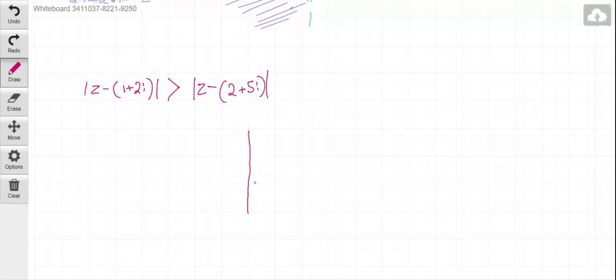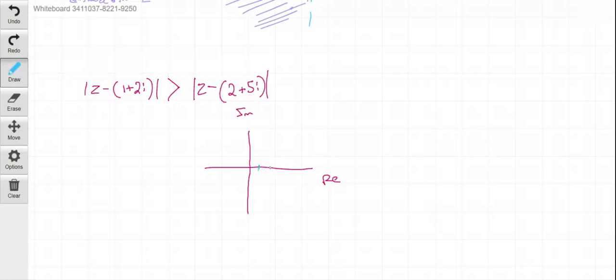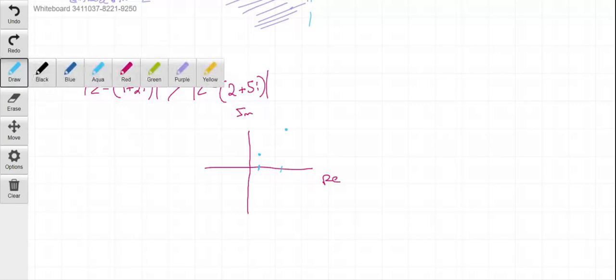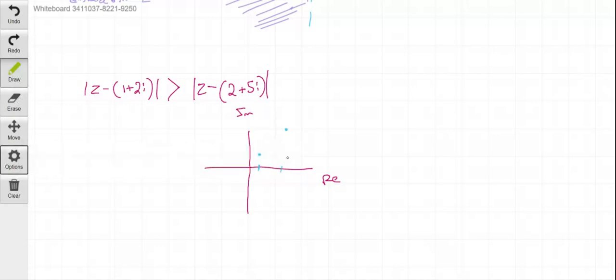So we draw our axis, the imaginary axis, the real axis, and I'm going to do this very quickly, but make sure in your exam you take your time with this. So this is 1 plus 2i, and let's imagine this is 2 plus 5i. And we said, regardless of the question, if it looks like a case of a perpendicular bisector, make sure you draw a perpendicular bisector. In this case, the perpendicular bisector is going to be of the line connecting these two complex numbers over here. So let's say this was our perpendicular bisector.